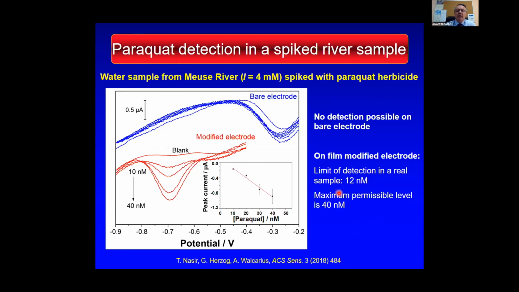And the detection limit was 12 nanomolar, which is above the maximum permissible level for this particular analyte. So these are some applications for the non-modified films. And if one would like to increase the possibility of application, we would like to functionalize this film.